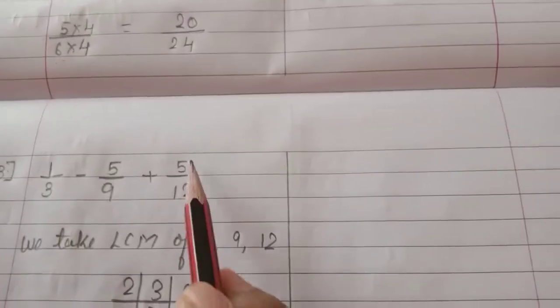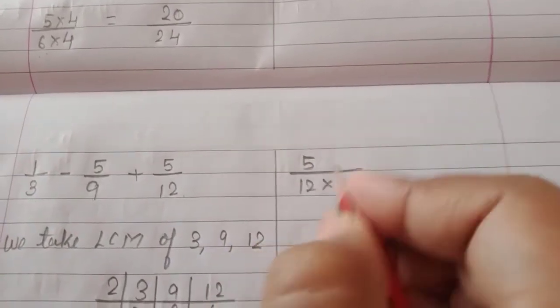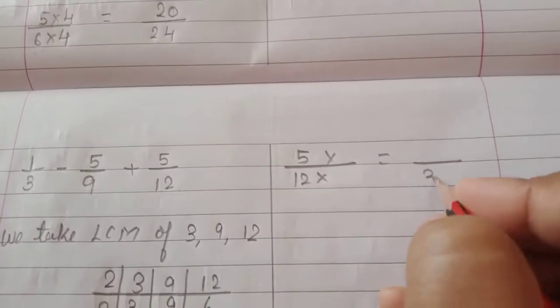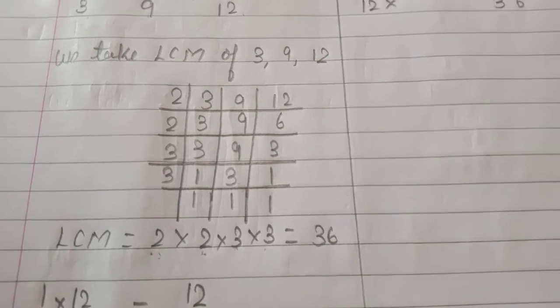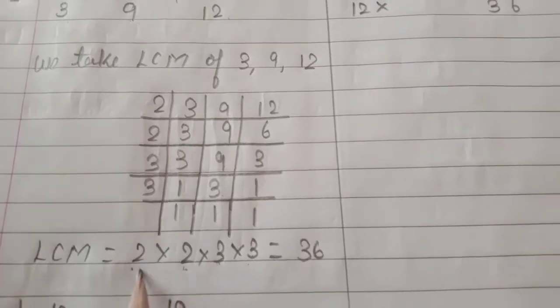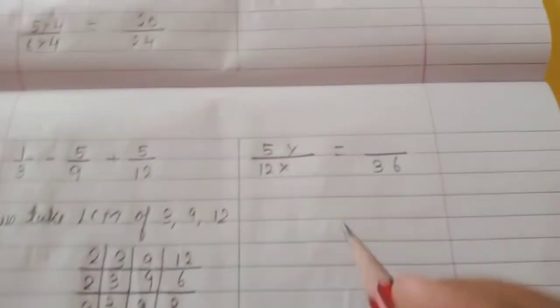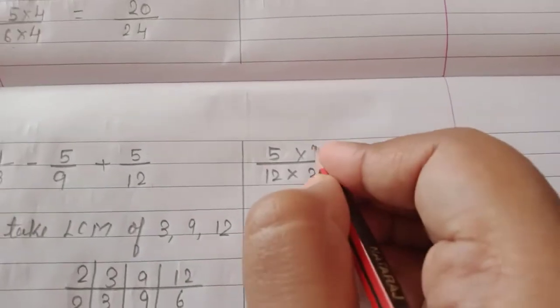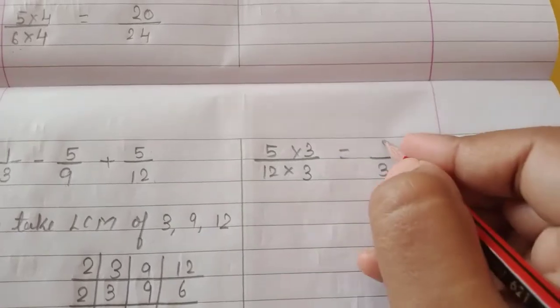Now next fraction is 5 upon 12. So we want denominator 36. So 12 is there. So 2 2s are 4, 4 3s are 12. So which number is left? 3. So we will multiply 3. In numerator also we will multiply by 3. So 5 3s are 15.